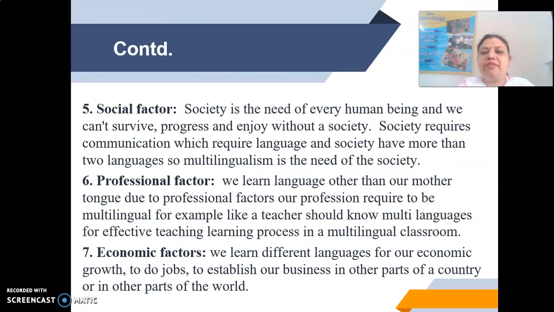Next is social factor. Society is the need of every human being, and we can't survive, progress and enjoy without a society. Society requires communication, which requires language, and a society has more than two languages. So multilingualism is the need of present society.